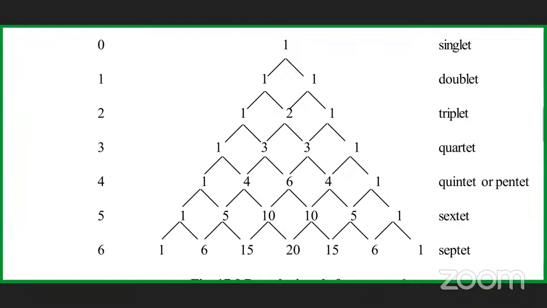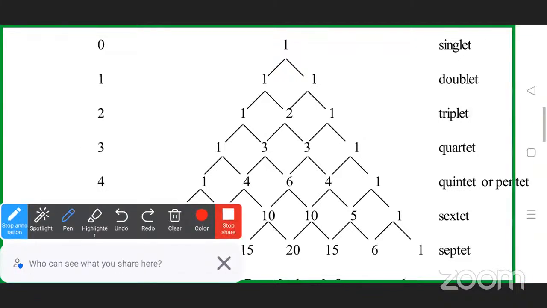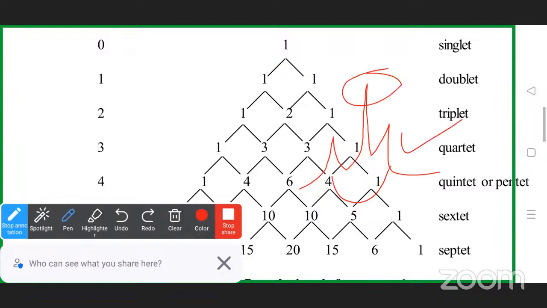Here, what is this Pascal triangle telling us? The intensity ratios. If the doublet is there, the two lines in the multiplicity are with equal intensity. If triplet is there, it is 1, 2, 1. The 1 and 3 lines are with equal intensity, and the middle signal is double the adjacent one. So the intensity of the middle line is 2 times the adjacent one.